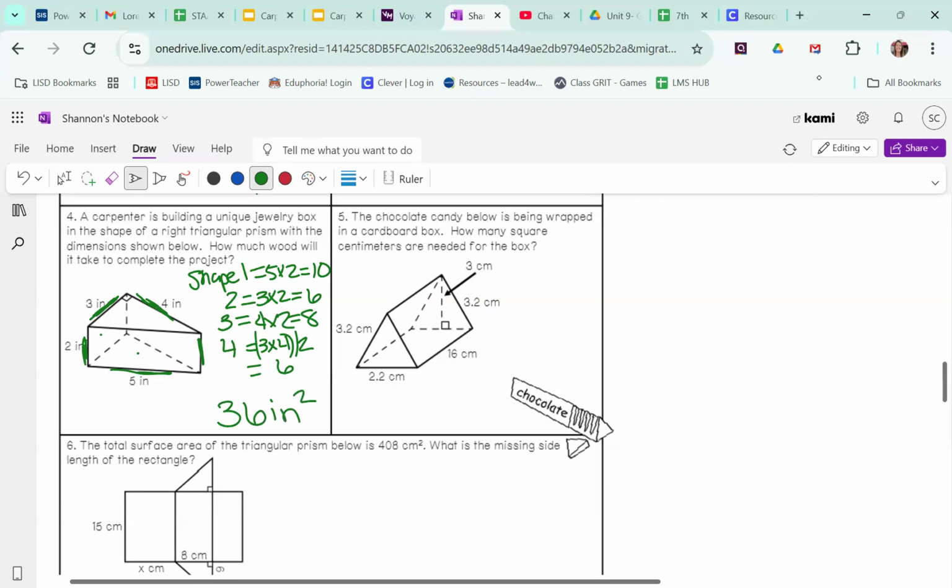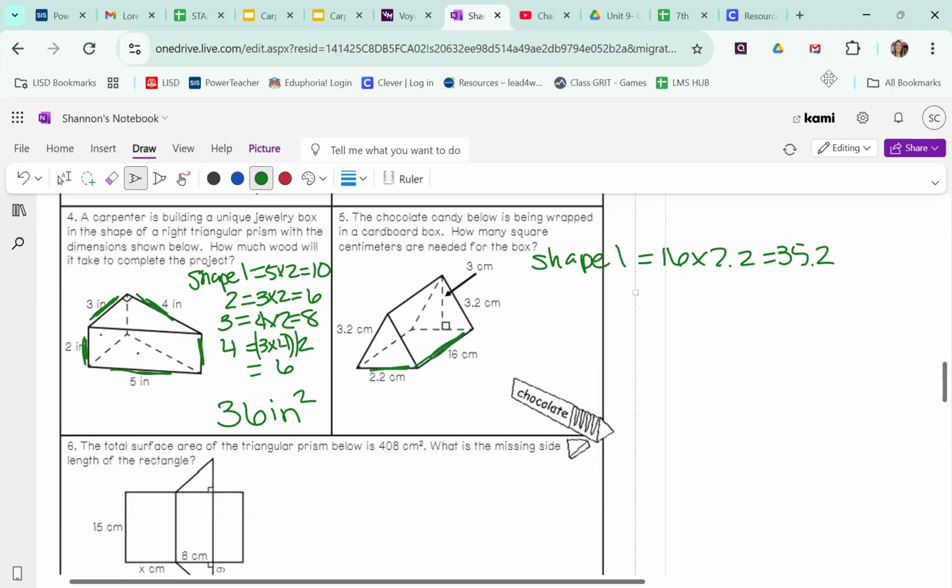All right, number 5. The chocolate candy below is being wrapped in a cardboard box. How many square centimeters are needed for the box? All right, so we have shape 1. So we have 16 times 2.2, which gives me 35.2. So that's this times this.